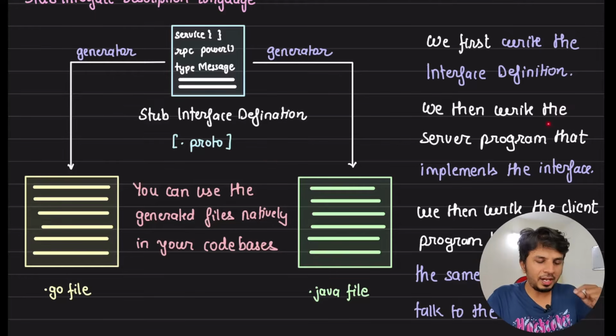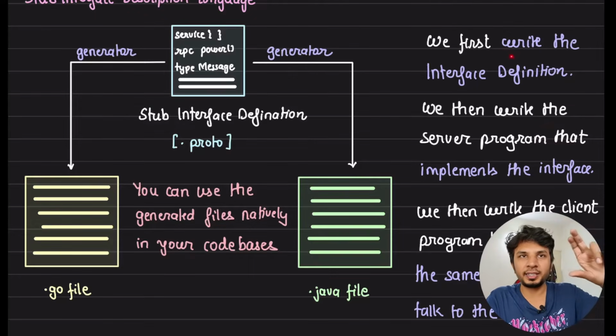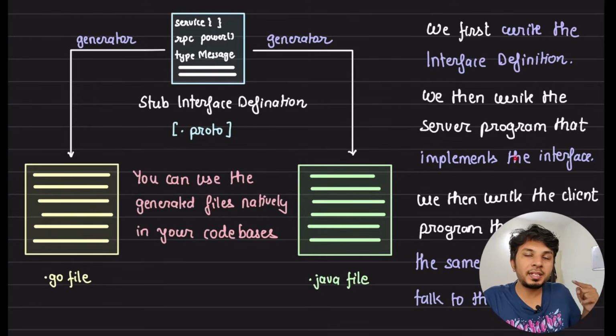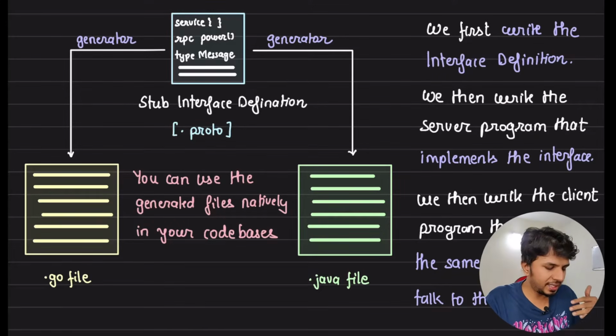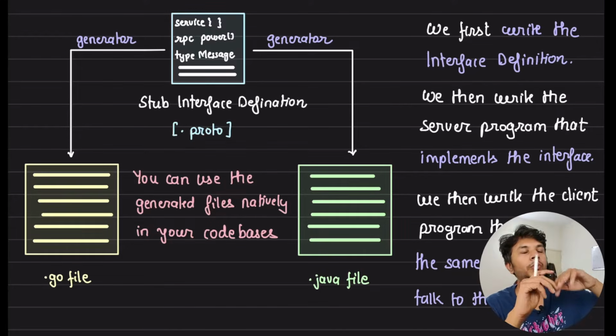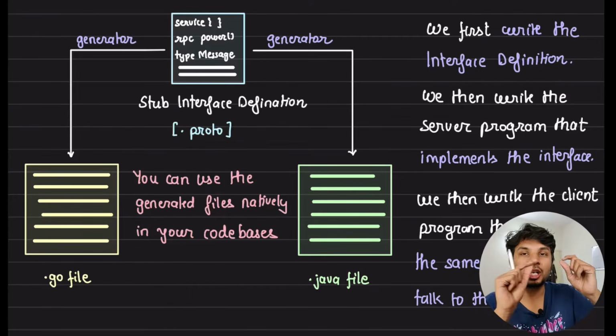Right. Now when we are done writing this, we then write a server program that implements this interface. So from the interface definition language, what you actually first do is run a generator.